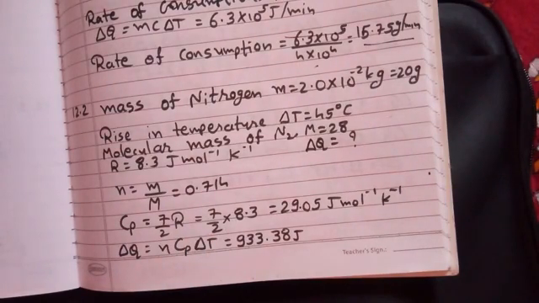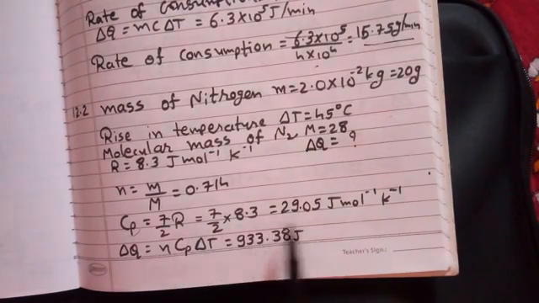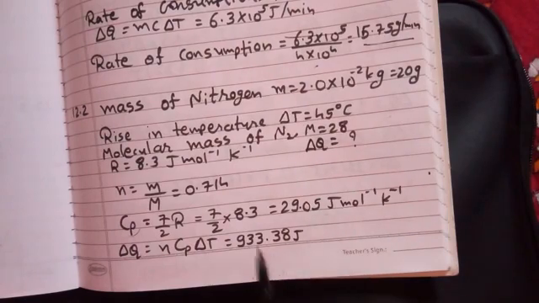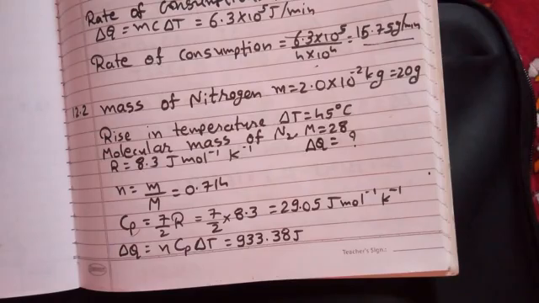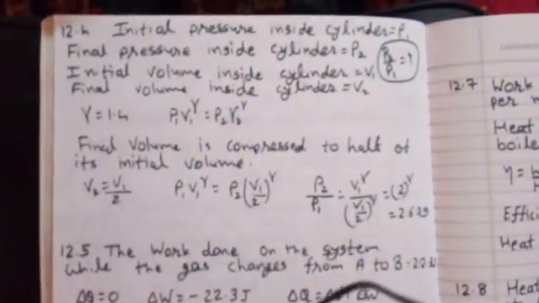n is m upon M, mass of substance upon molecular mass, it will be 0.714. Now to find delta Q, again we need to find Cp, specific heat at constant pressure. So 7 by 2 R. By putting values we will get this answer. And now at last delta Q formula is n Cp delta T, and we have Cp and delta T. We will get 933.38 joule. Now next 12.3 you need to do in homework.